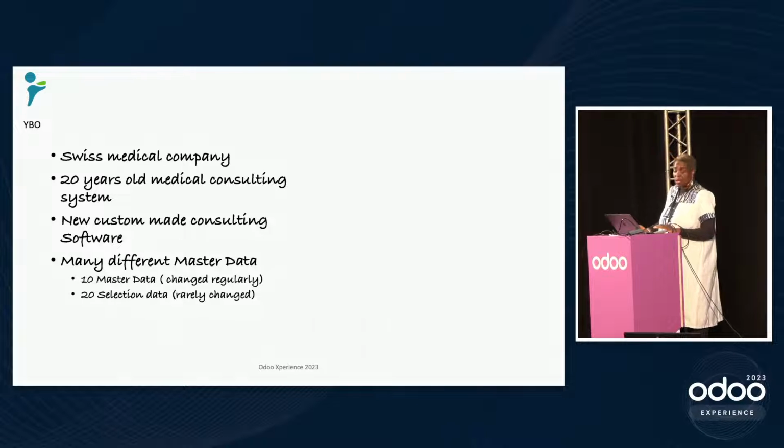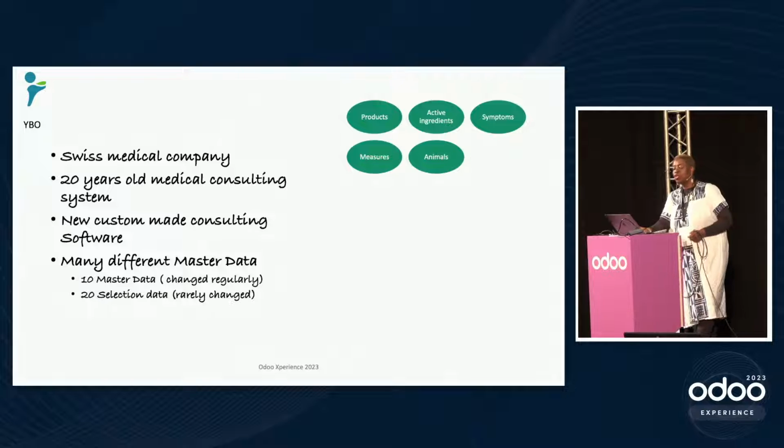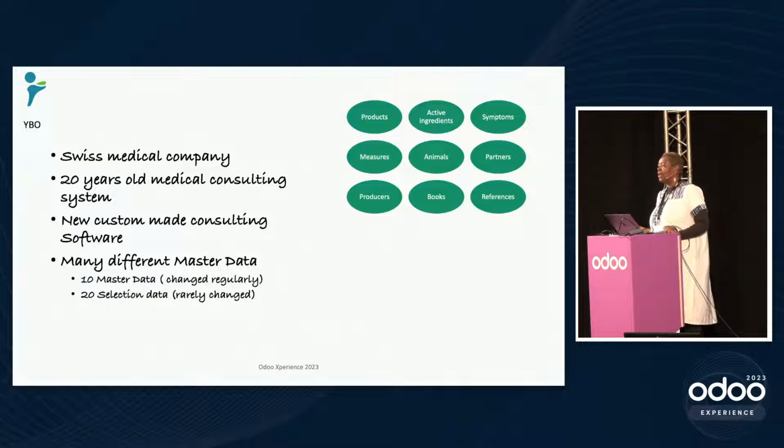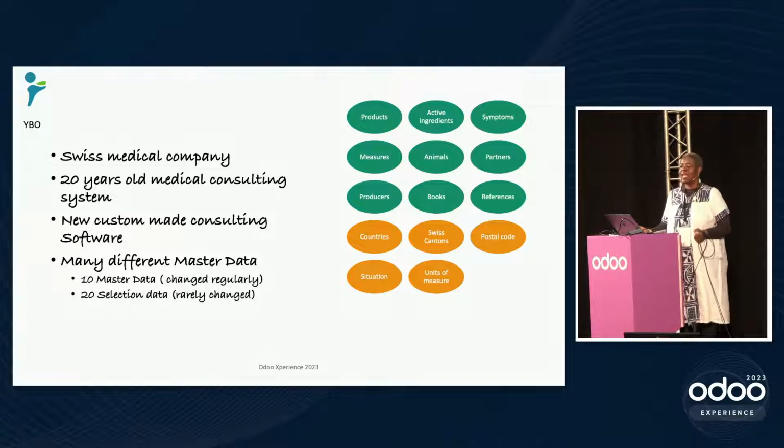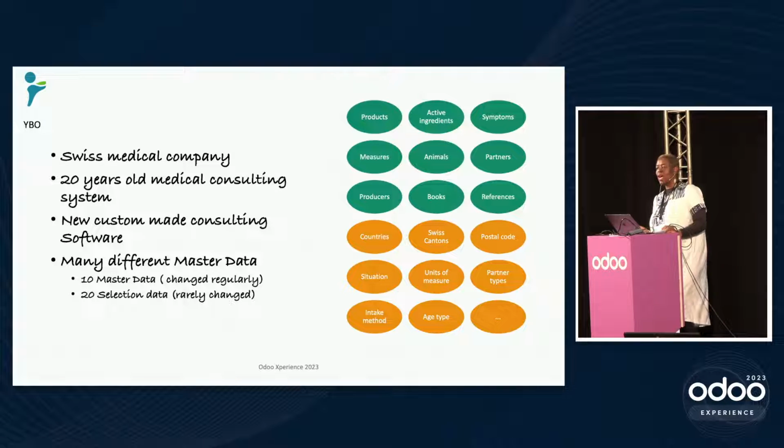Because we are dealing with medical information, we had a high number of master data, and we have two types of master data. We have what we normally call master data, which changes quite often, and we also have what I call selection data. It's all kinds of selections that you have to do when you do medical consulting. So just to give you a short view of the high number of master data or selection data that we have: you see it's quite a high number, and I have not written all of them here.